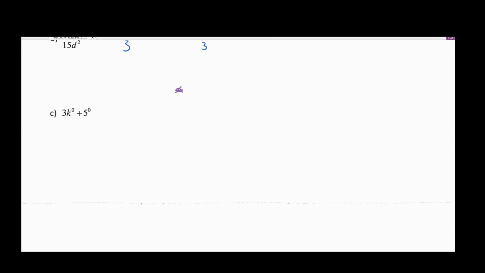So anything to the power of 0 is 1. So a to the power of 0 is 1. So here we've got 3k to the power of 0 plus 5 to the 0. That's going to be 3 times 1, because k to the 0 is 1, and 5 to the 0 is 1. So we're going to have 3 times 1 plus 1, which is 3 plus 1, which is 4. There's our answer there. It's 4.